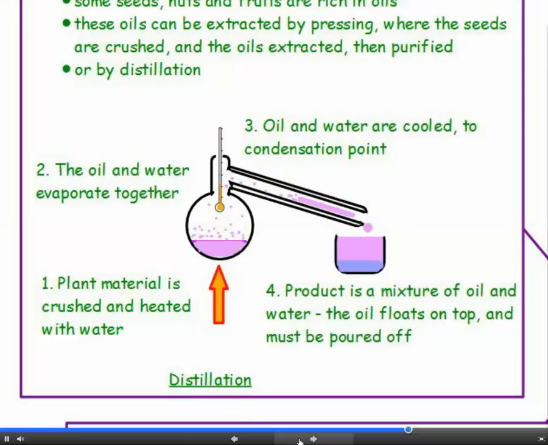So in distillation, the plant material is crushed and heated with water, and the oil and water evaporate together. The oil and water are cooled to condensation point, and then the product is a mixture of oil and water. The oil floats on top and it must be poured off. Don't forget that final step. If you're answering an exam question about this, you have to separate the oil from the water at the end.